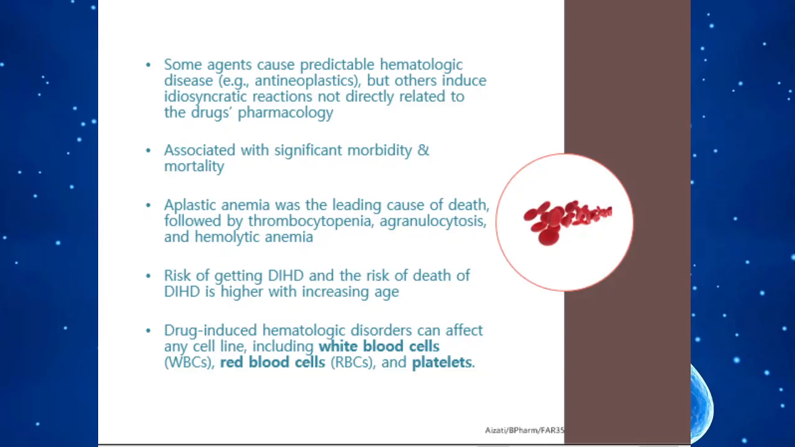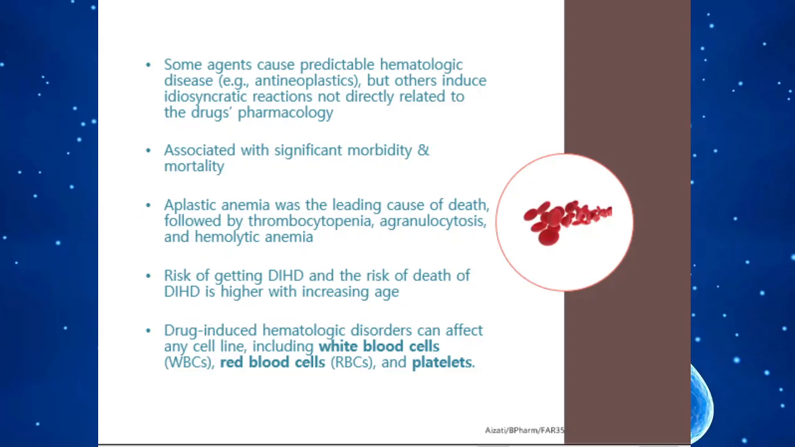For example, aplastic anemia was the leading cause of death, followed by thrombocytopenia, agranulocytosis, and haemolytic anemia. The risk of getting this ADR and the risk of death following this ADR is higher with increasing age. So elderly patients are at higher risk of getting this type of ADR and are at risk of fatalities due to this ADR.